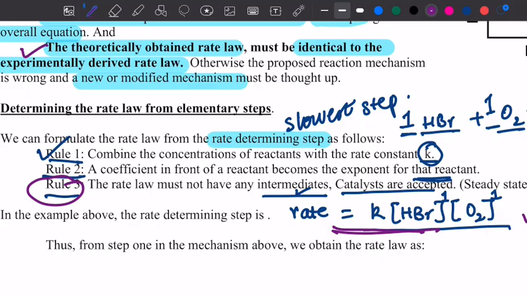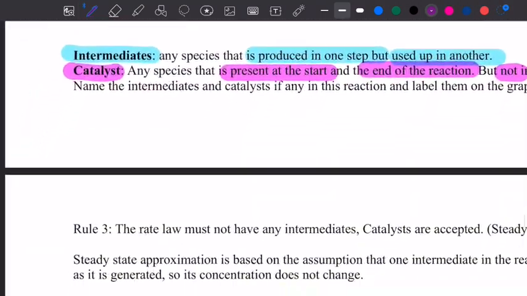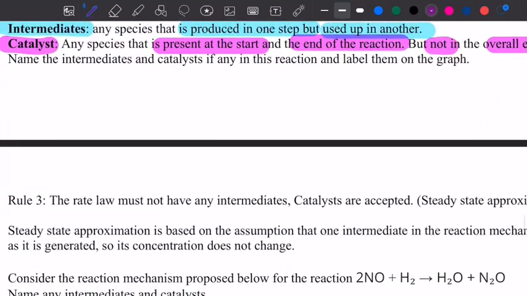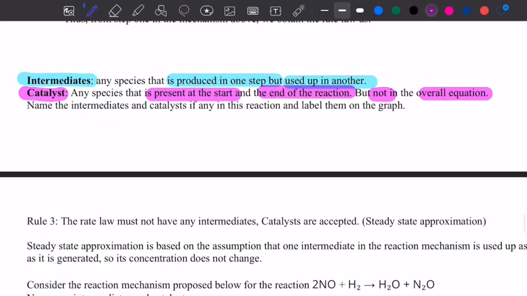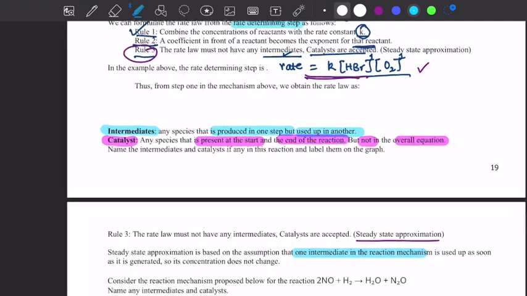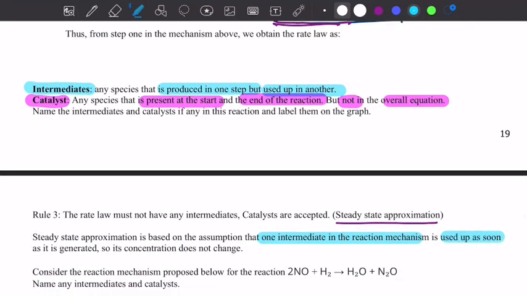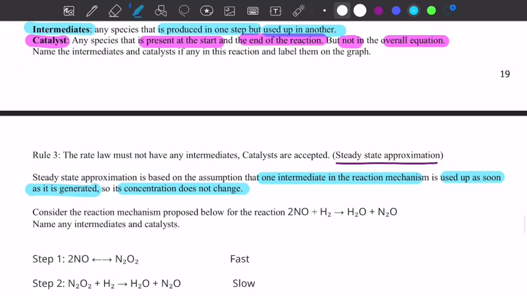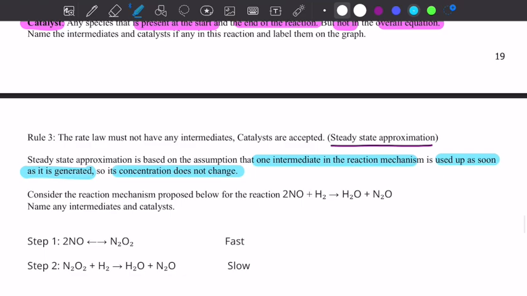Let's look at rule 3, the one that says the rate law must not have any intermediates. Catalysts are accepted. This has a fancy name. This is called the steady state approximation. The idea here, or the assumption, is that there is at least one intermediate in the mechanism that is used up as soon as it is generated, so its concentration does not change. This will become clear in a second.